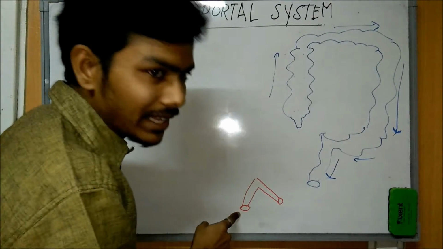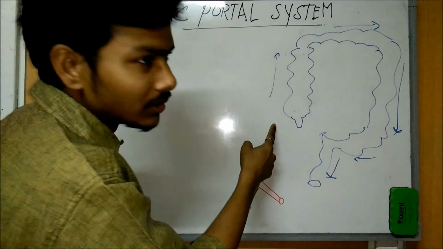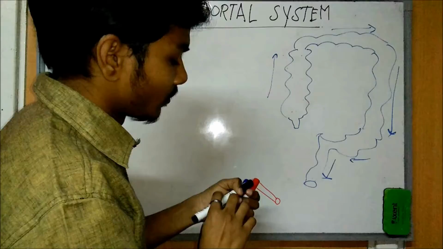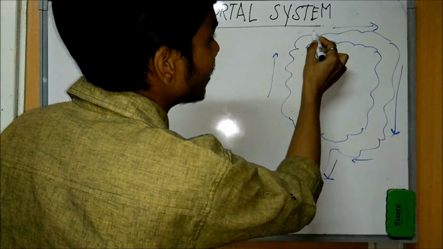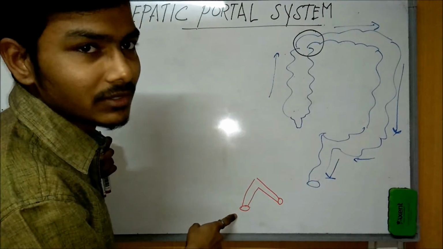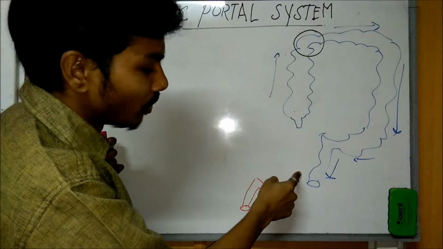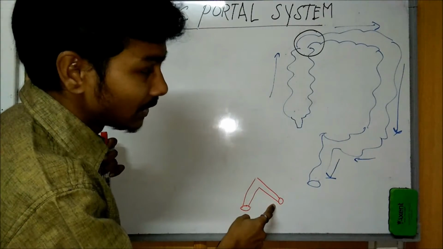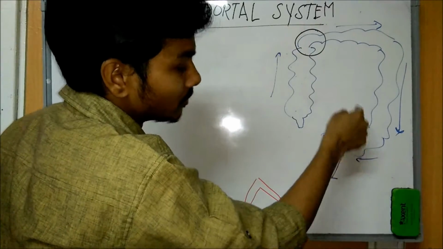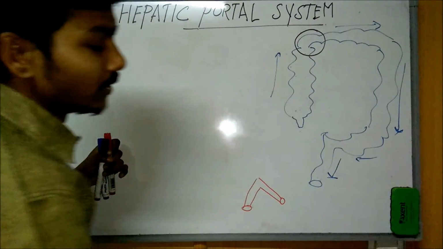This superior mesenteric vein receives veins which arise from the small intestine, ascending colon, cecum, and also the middle colon. Middle colon means the junction between the ascending colon and the transverse colon. The inferior mesenteric vein receives veins which arise from the transverse colon and descending colon.